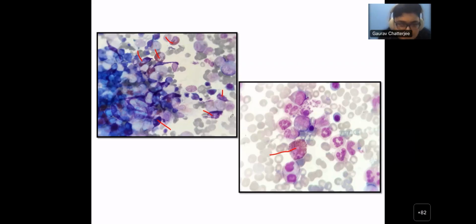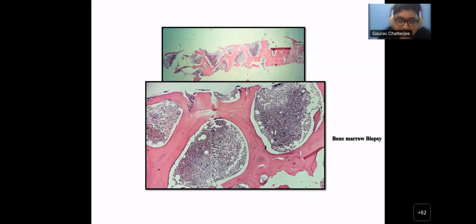MPN presents with splenomegaly, high count, hypercellular myeloid preponderant bone marrow with some eosinophilia. So in marrow, it looks kind of like MPN to me. It looks like MPN, isn't it? So it could be an MPN. So this is the bone marrow biopsy.